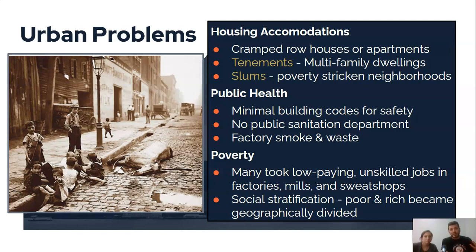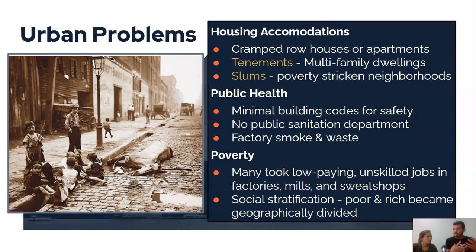And you see the rise of tenements. These tenements are basically really cramped apartment houses. Imagine an apartment that's normal and then divided up into four. That's kind of where these people lived because they really didn't have any other options.